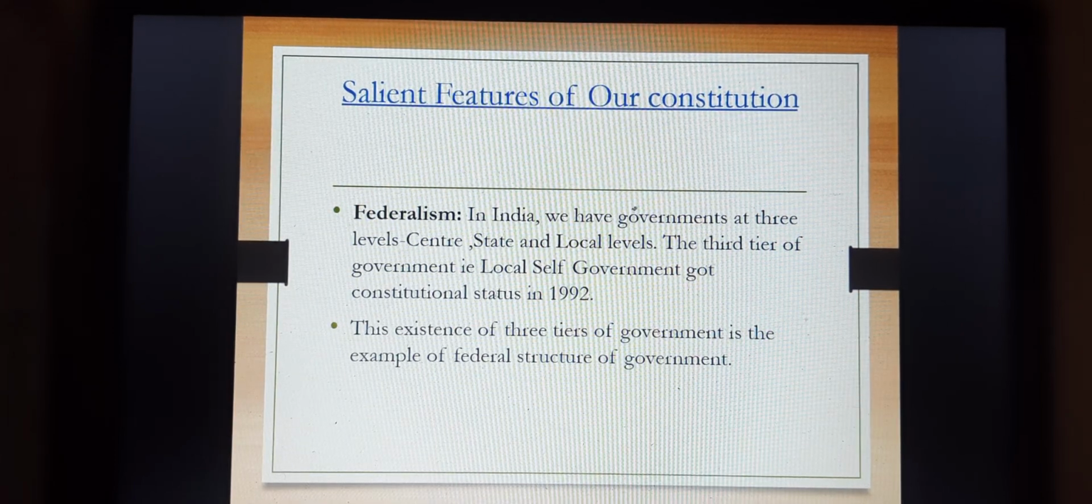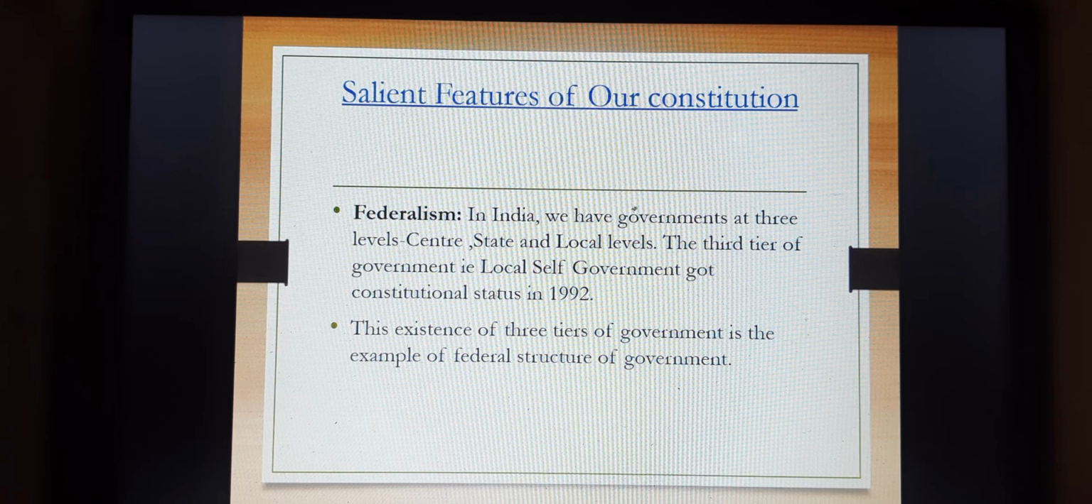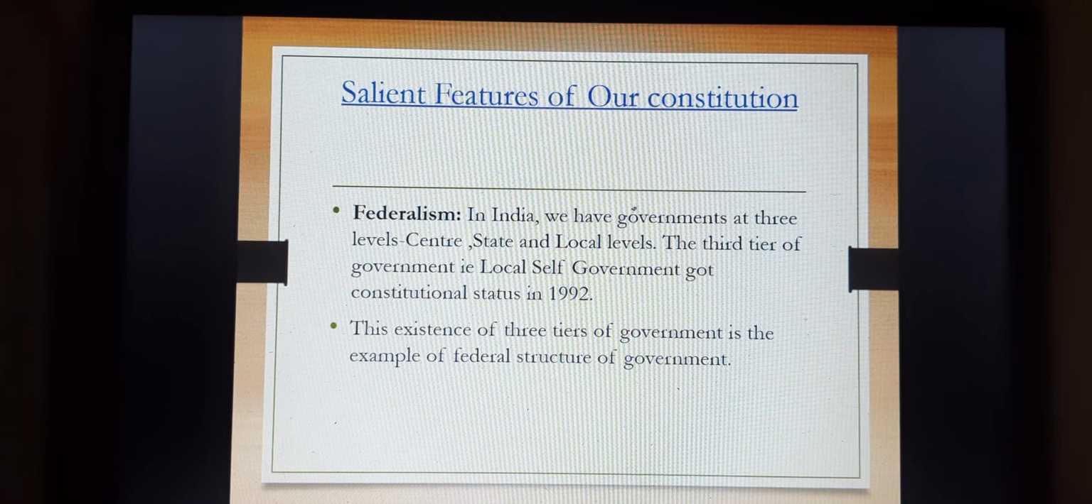Salient features of the Indian Constitution. So there are certain salient features in the Indian Constitution. One by one we will be seeing them and trying to understand, which have been given in this chapter. So let's see. Federalism. In India, we have government at three levels: center, state and local. The central government, state government and the panchayat system. The third tier of the government, local self-government, got constitutional status in 1992.